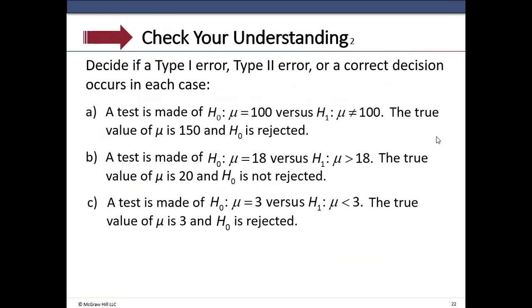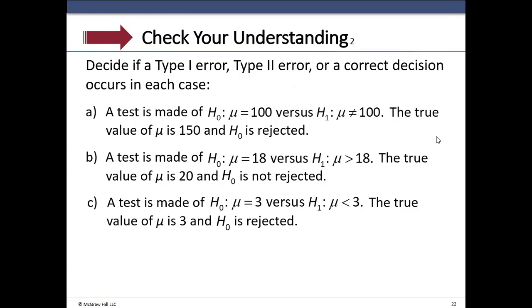Part B, test is made of H0 colon mu equal to 18 versus alternate mu greater than 18. The true value of mu is 20 and H0 is not rejected. So in part B, we fail to reject H0 when H0 is false. So this is type 2 error.